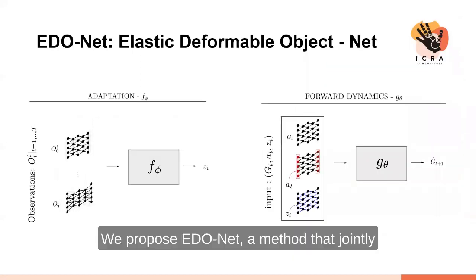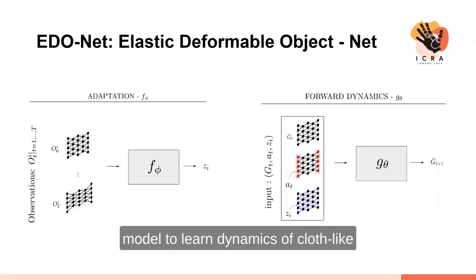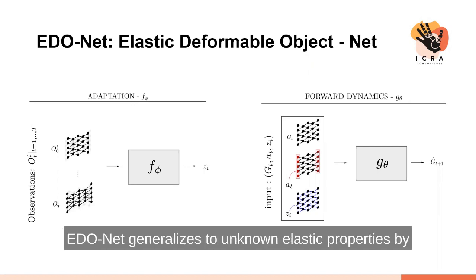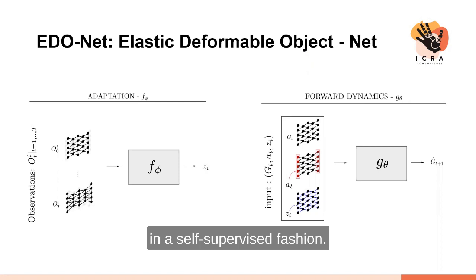We propose EDO-Net, a method that jointly trains an adaptation module and a forward module to learn dynamics of cloth-like deformable objects, represented as graphs. EDO-Net generalizes to unknown elastic properties by leveraging a latent representation Zi, learned in a self-supervised fashion.